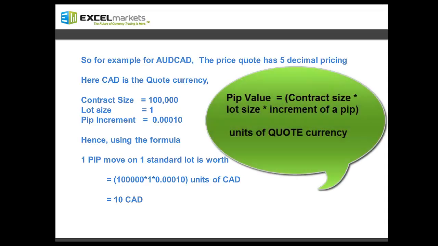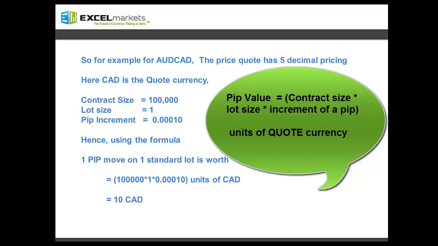Consider calculating the pip value for one standard lot of AUD CAD. The price quote for that follows 5 decimal pricing. Here, Canadian dollar is the quote currency. The contract size is 100,000, which remains constant for all currency pairs. The lot size is one standard lot, and the pip increment is 0.00010, which is the same for all 5 decimal pricing quotes.